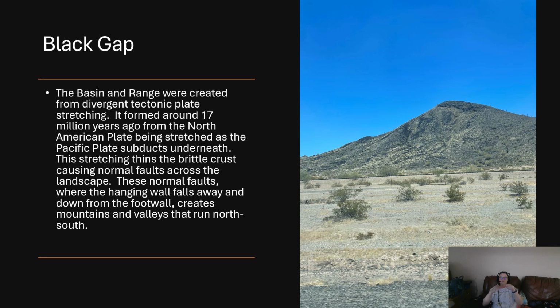What's interesting is this photograph I took of the basalt mountains going through Black Gap. You see on one side that the gradient of this mountain is very steep, but on the opposite side it's very smooth and shallow. The reason is that when the tectonic plate cracked, that crack in the normal fault is on the leeward side of the mountain, where it drops down and creates a very steep gradient.